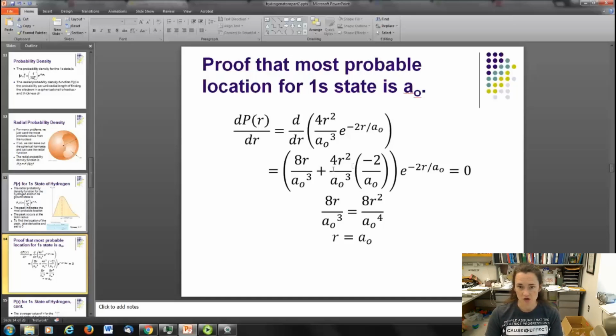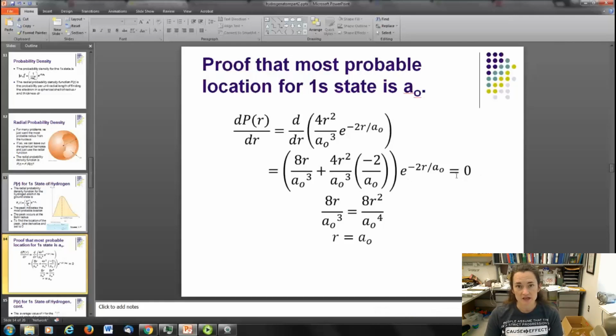So here I've got my 4r squared over a naught cubed, and then I take the derivative of my e to the minus 2r over a naught. When I take the derivative of my exponential, I get minus 2 over a naught, and then, of course, all of that multiplies times that exponential, e to the minus 2r over a naught. And then I set it equal to 0.